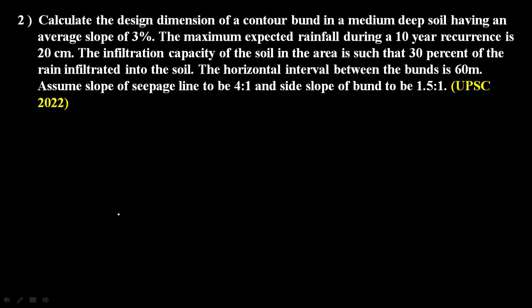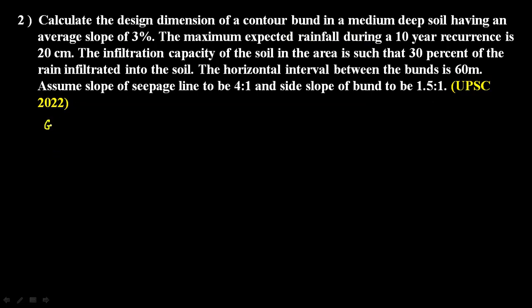Next question. This question was asked in UPSC 2022, where we want to design the dimensions of the contour bund. Many formulas are going to be applied, so watch clearly how the formulas are utilized in this problem and the steps as usual. Let's read out the question. Calculate the design dimension of a contour bund in a medium deep soil having an average slope of 3%. The maximum expected rainfall during a 10-year recurrence is 20 centimeter.